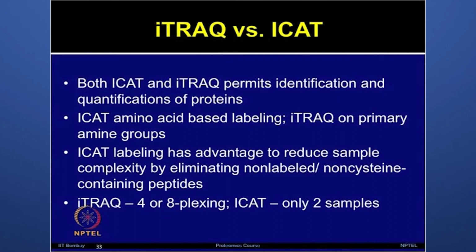iTRAQ provides 4 or 8 plex multiplexing capability, whereas ICAT provides only 2 sample comparison. For example, if you want to compare various stages of tumor progression simultaneously, from the normal to the precancerous and cancerous stage, iTRAQ is a good system which can be used. If you want to look at different developmental stages of an organism, again iTRAQ is a good way to do that, because multiplexing is not possible using ICAT. So, iTRAQ definitely has other advantages.